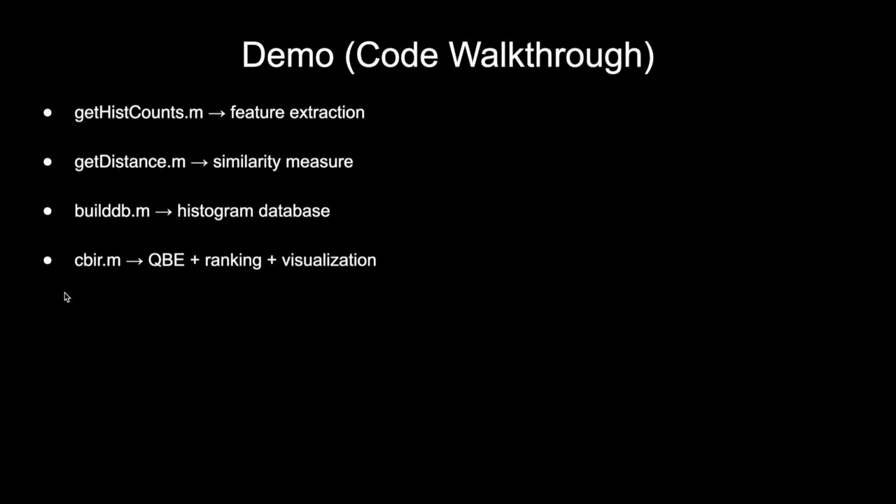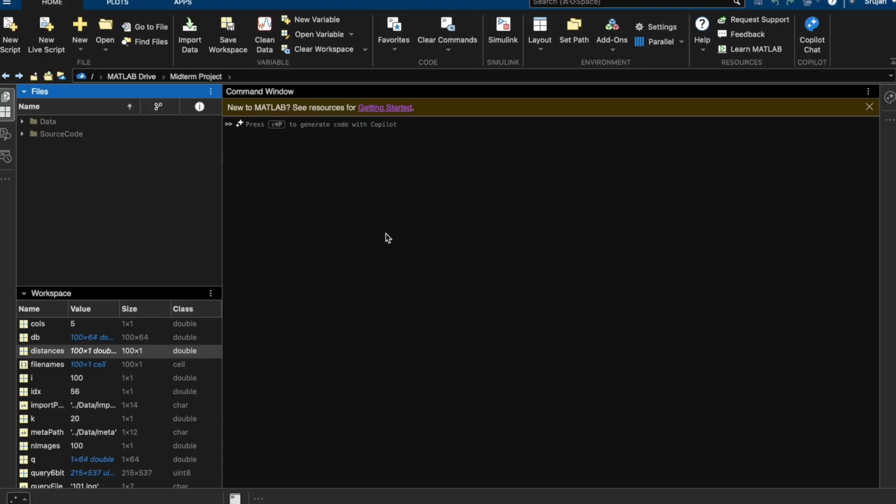So coming to the main script, the CBIR.m. So here this includes a combination of QBE and also ranking and also the visualization. So here the QBE means query by example, search using an example image, something like that, and also the ranking means it generally ranks results based on the similarity scores, and after that it displays the ranked images for visualization.